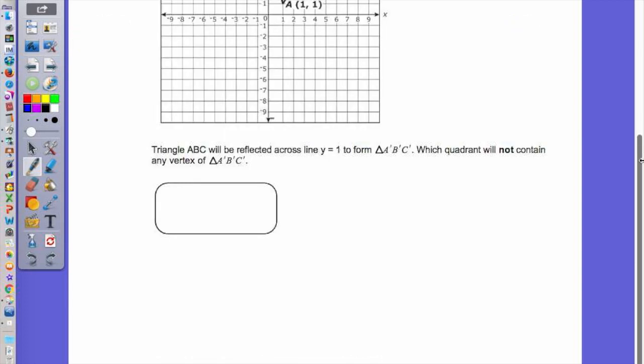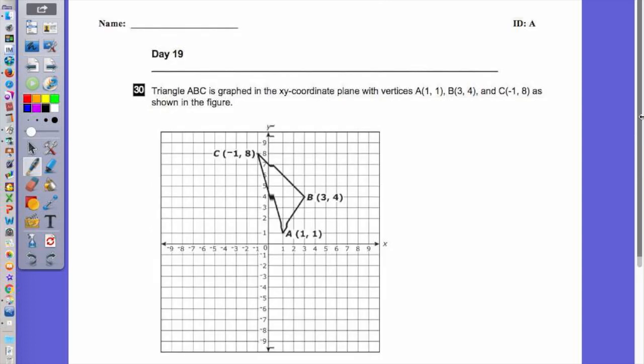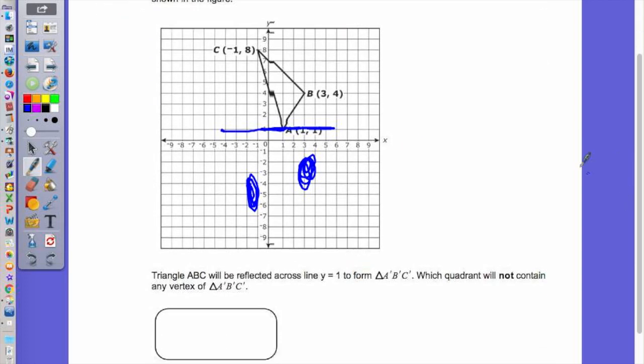Okay. Number 30. Triangle ABC is graphed now. So even though this drawing is bad, it's supposed to be a triangle. And they have the coordinates all mapped out for you. If triangle ABC is reflected over the line y equals 1, the A coordinate isn't going to change, correct? The C coordinate is going to be down here somewhere, correct? And the B coordinate is going to be over here somewhere, right? I don't really care exactly where they are because they just want to know what quadrant will not contain any of the vertices. So that's quadrant Roman numeral 2.